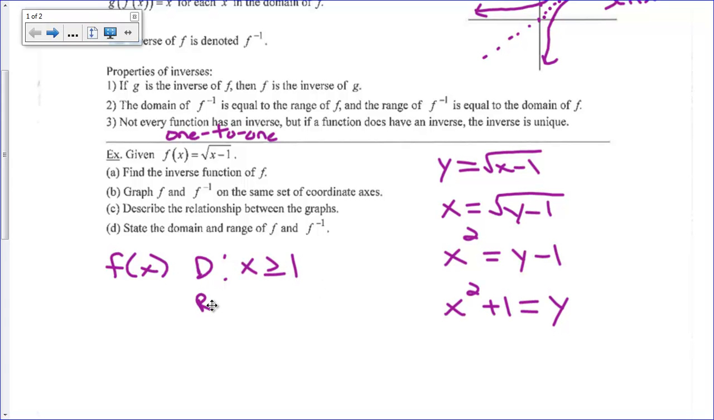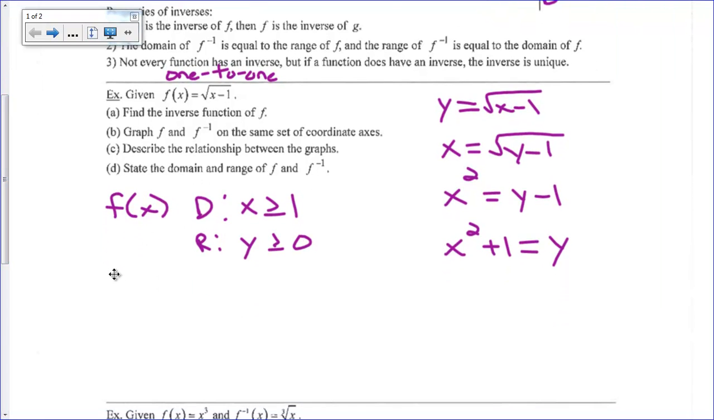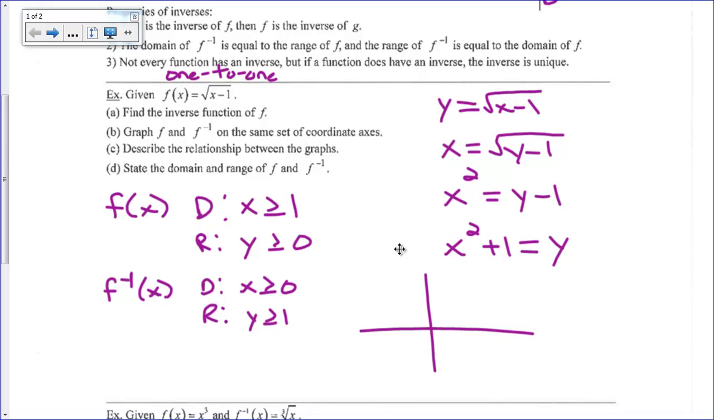Now, the range for f is going to be all y values that match it, and all those y values are going to be greater than or equal to 0. Now, for the inverse function, you have to flippy-floppy the domain and range. So our inverse function's domain is going to be x is greater than or equal to 0, and the range is going to be y is greater than or equal to 1. So let's graph these things and show you what I mean when you have to be careful.